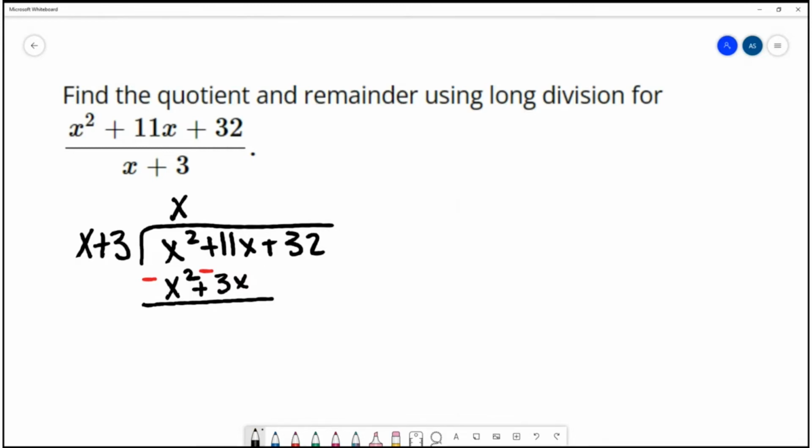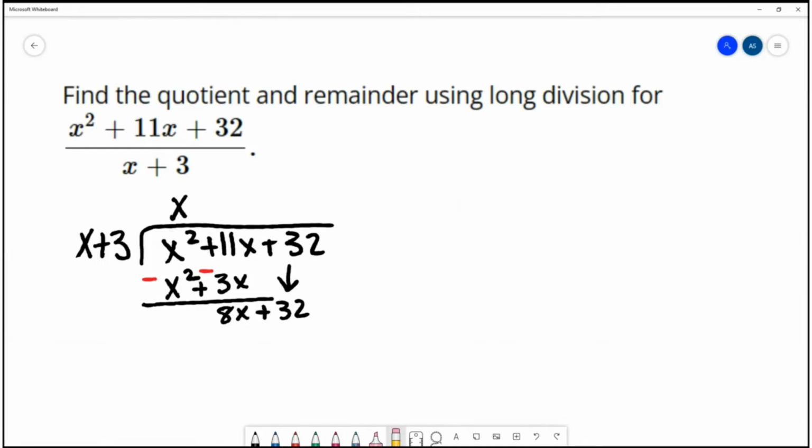X squared minus x squared is 0. 11x minus 3x is 8x. And we'll carry down the next term. We'll repeat that process over again. Focus on the first term here and the first term here. You can use division. Divide 8x by x and you get 8.